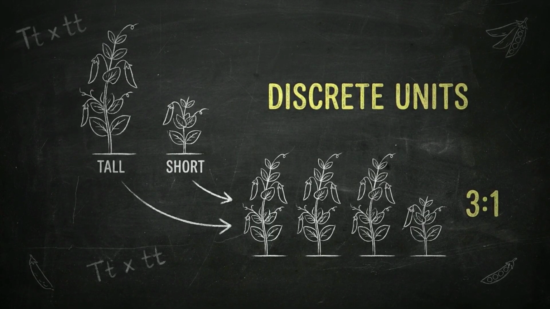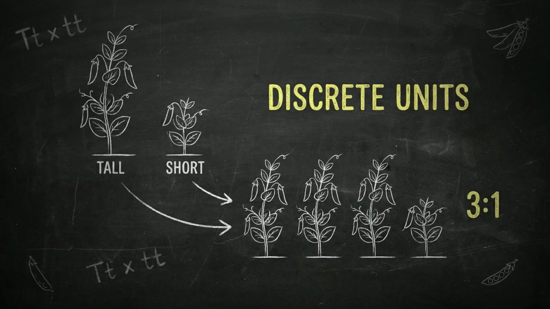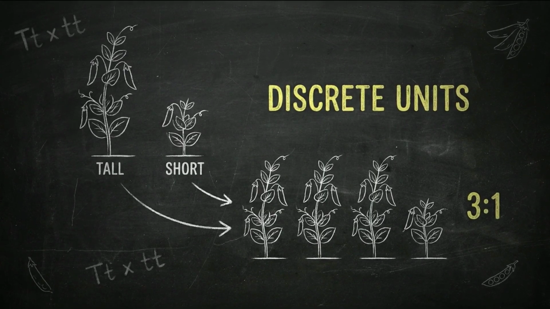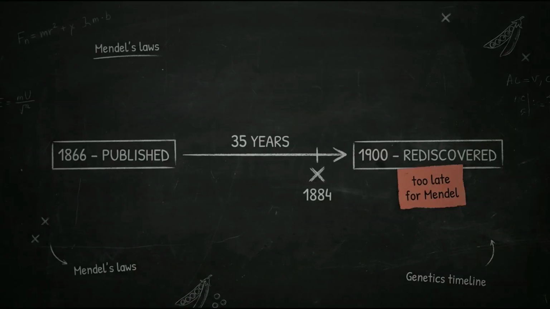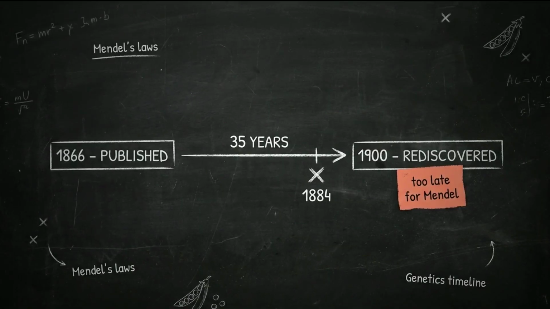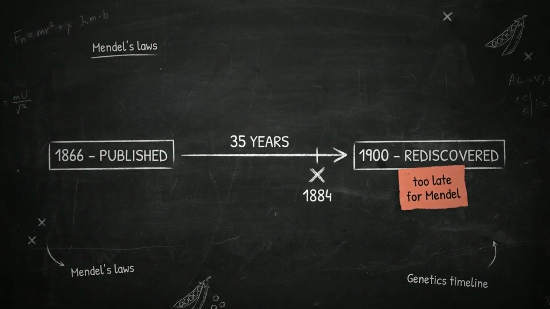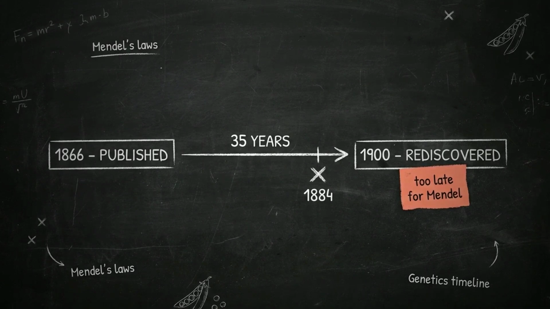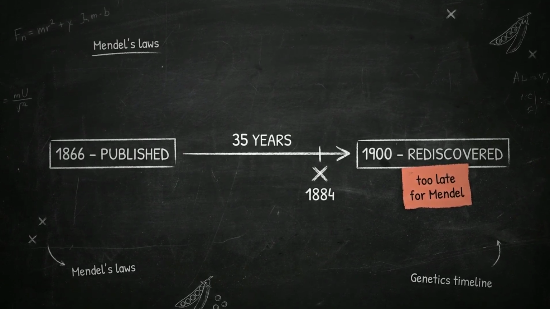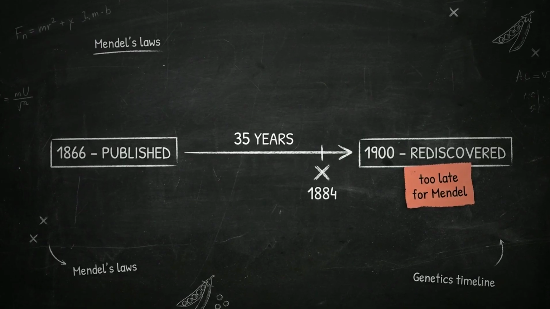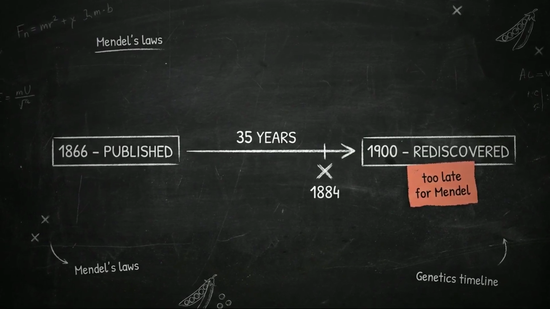He published his findings in 1866. The scientific world ignored him for 35 years. When researchers finally rediscovered Mendel's work around 1900, they realized he had cracked the code of inheritance. He had died in 1884. He never knew his name would become the foundation of modern genetics.